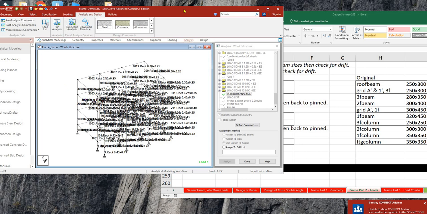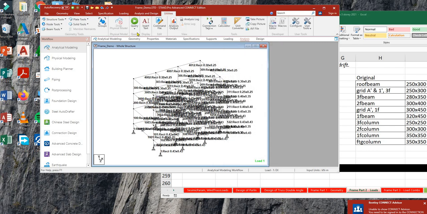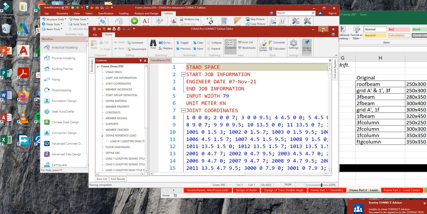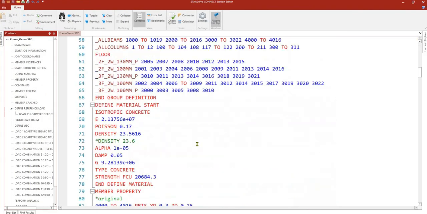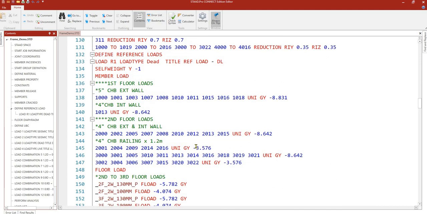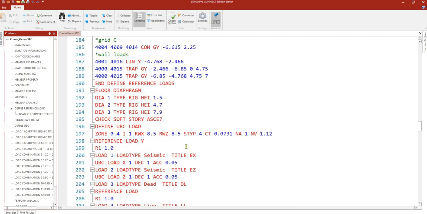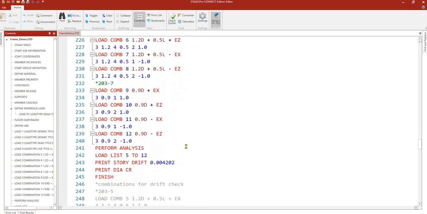Now, let me run through the editor. So, balik tayo sa utilities, dito sa command file. Ang nangyari, nakagawa tayo ng drift. Okay, tapos una pala na-check natin siya sa soft story, and then na-i-adjust natin yung mga sections para pumasa sa drift, and then nakagawa tayo ng mga combinations. Okay, so ito lang yun.